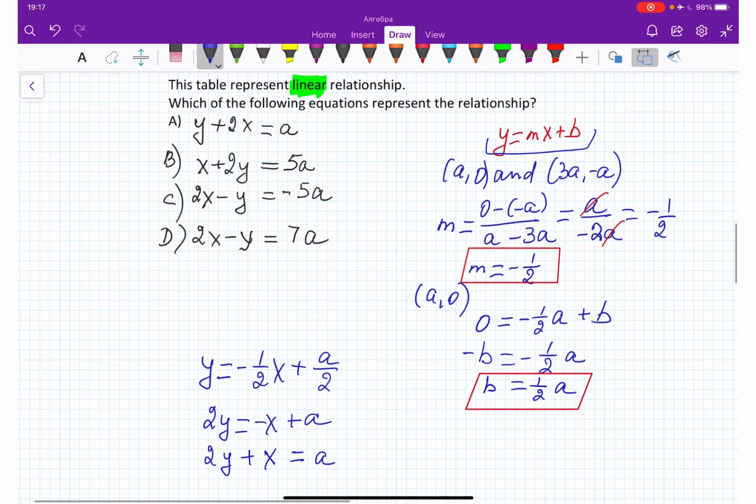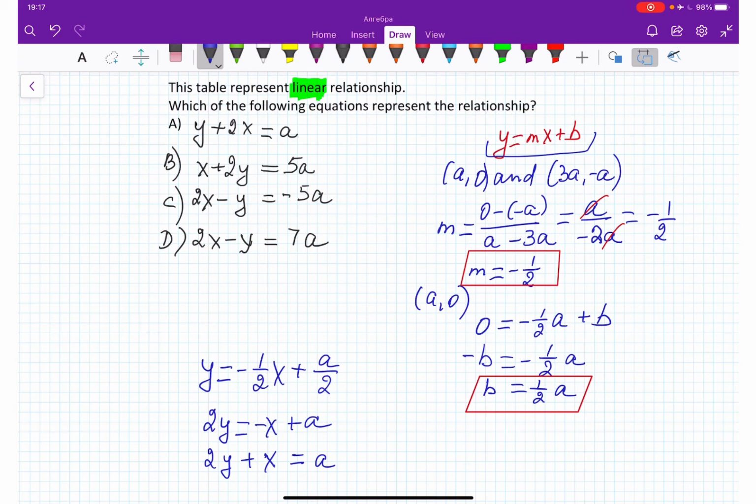So which one is going to be the answer? It is going to be our b, x plus 2y is equal to a.